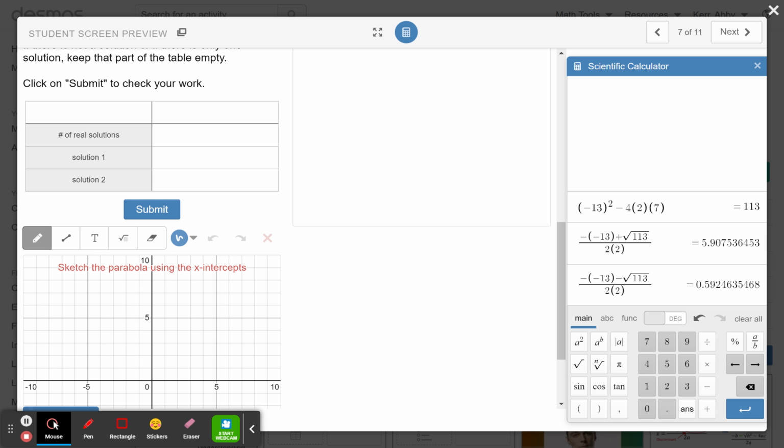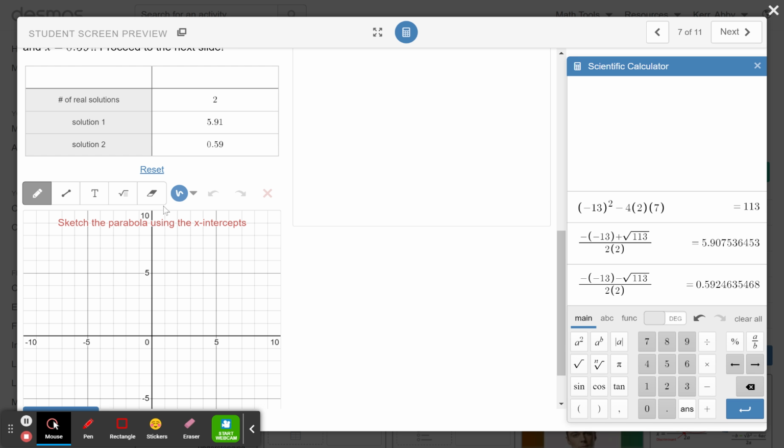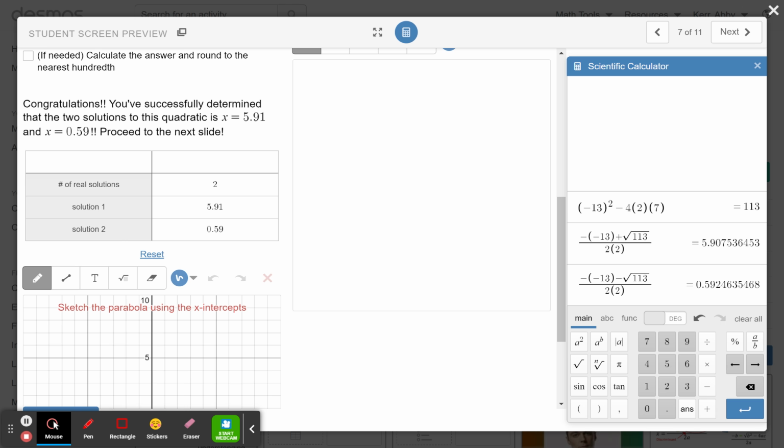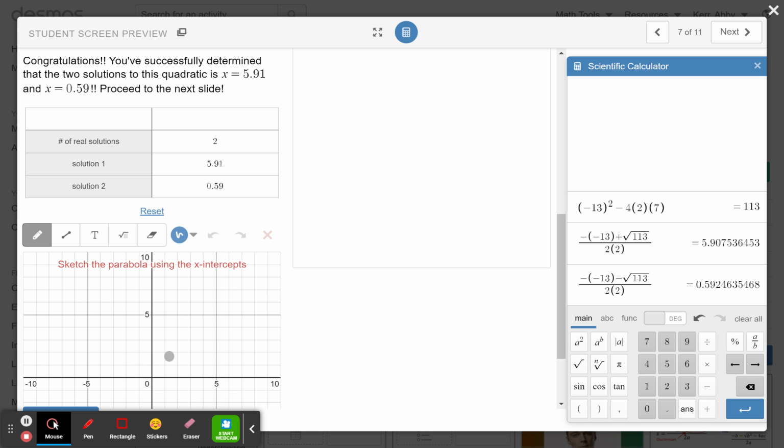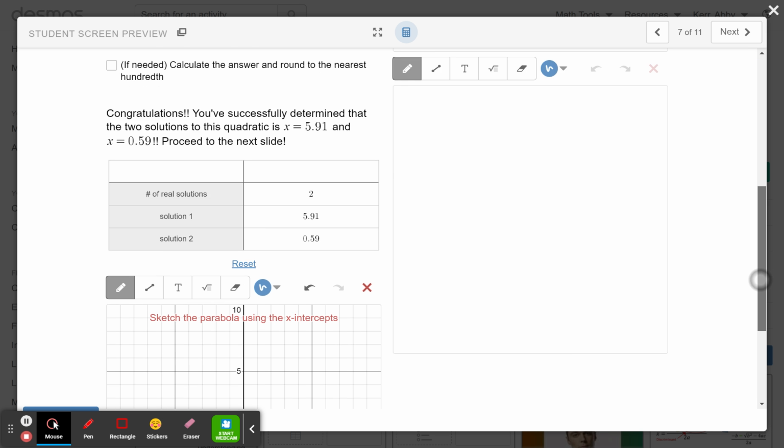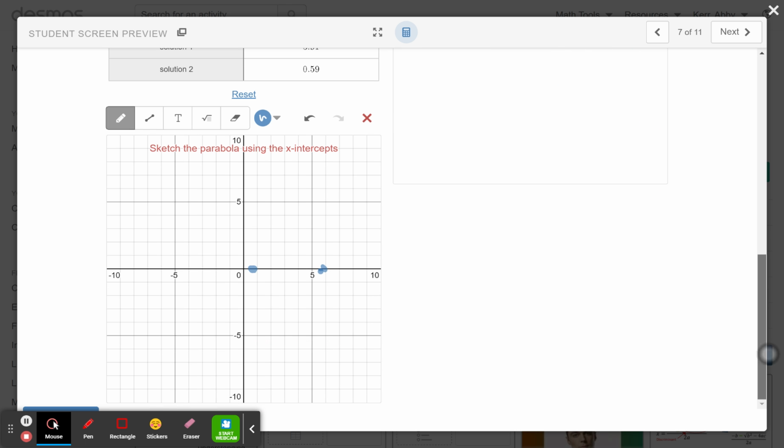Alright, so number of real solutions is going to be 2. And then it doesn't matter where you put the x-intercepts. It's going to say that you got it right. Now, the important part here when you're graphing is just to approximate. It's almost at 6. It's almost at 0.60. And then your a value, if you scroll all the way up, is a positive 2. So since it's a positive 2, it's going to be facing upward.